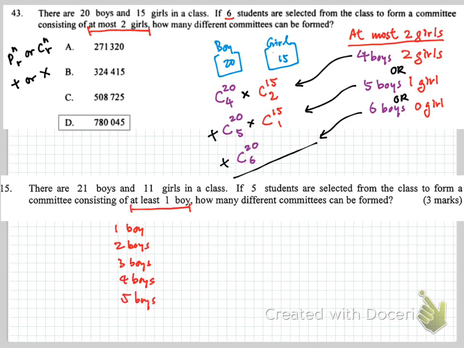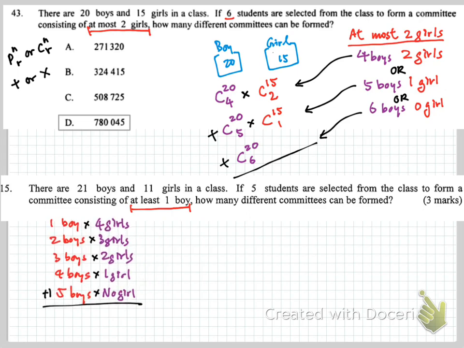So we get the number of girls to make up 5 people. 1 boy will be 4 girls, 2 boys will be 3 girls, 3 boys, 2 girls, 4 boys, 1 girl, 5 boys, no girl. So it's very similar to the previous question. We multiply all these combinations together, and eventually we add them up.